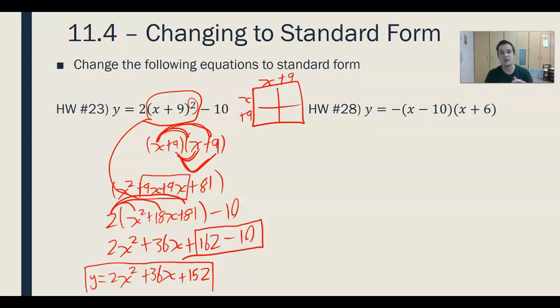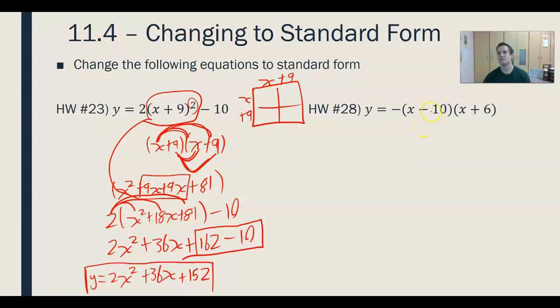So now from here I could convert it back to vertex form. I could potentially convert it into factored form. This is the form that a lot of time we see quadratics in, so it's nice to be able to convert any quadratic into that form as a good starting base. Okay, what if I have a quadratic that looks like this, that's in factored form?